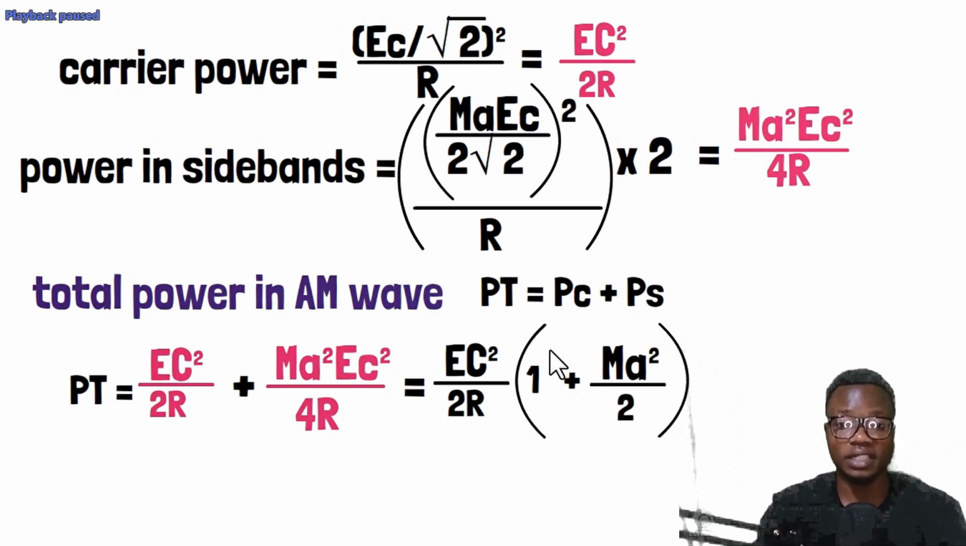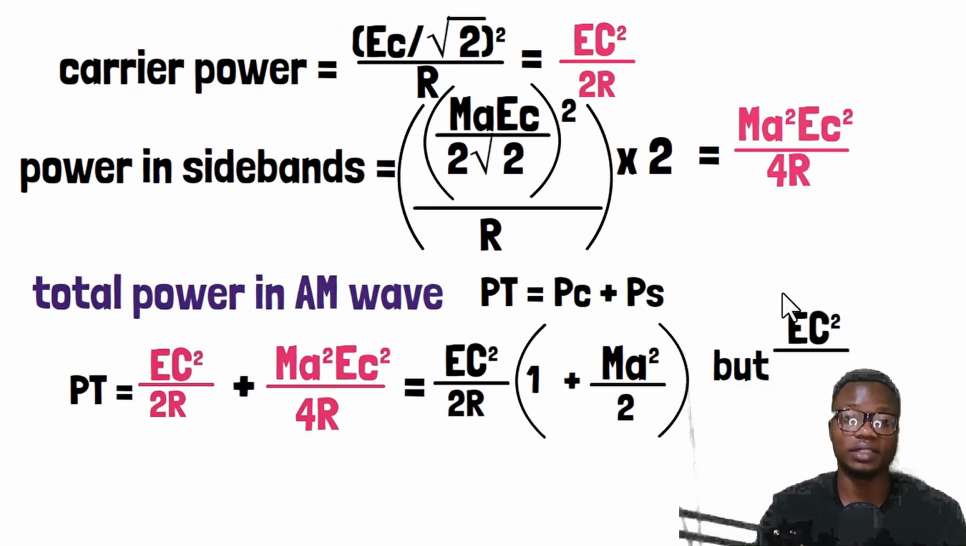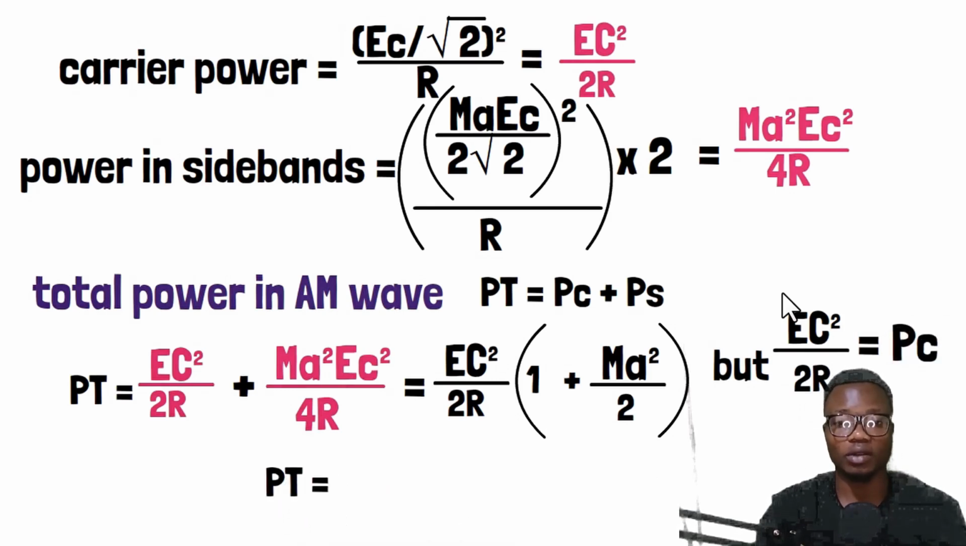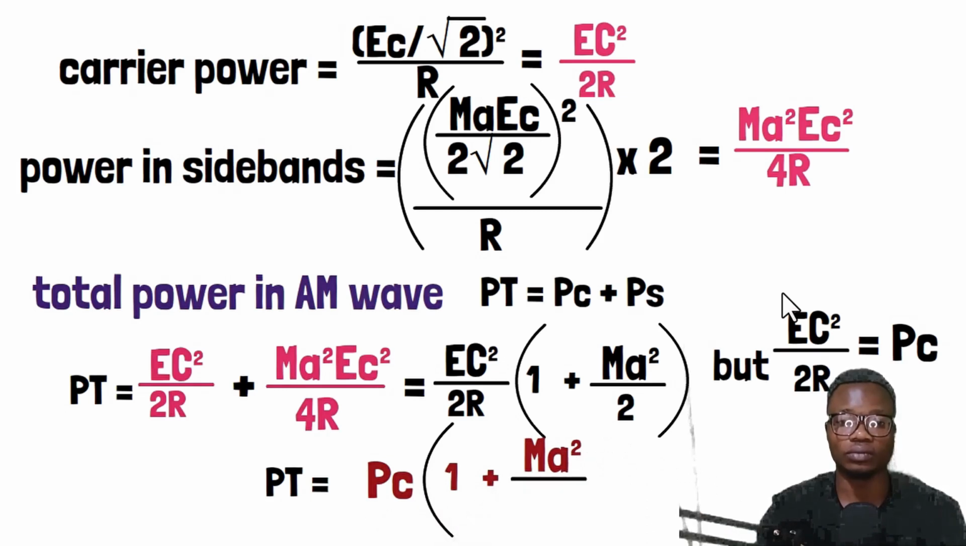So when we reach here, remember Ec squared over 2R is equal to the power in the carrier wave. So instead of putting Ec squared over 2R here, we put the power in the carrier wave, Pc. So the total power will be equal to the power in the carrier wave, bracket 1 plus Ma squared over 2.